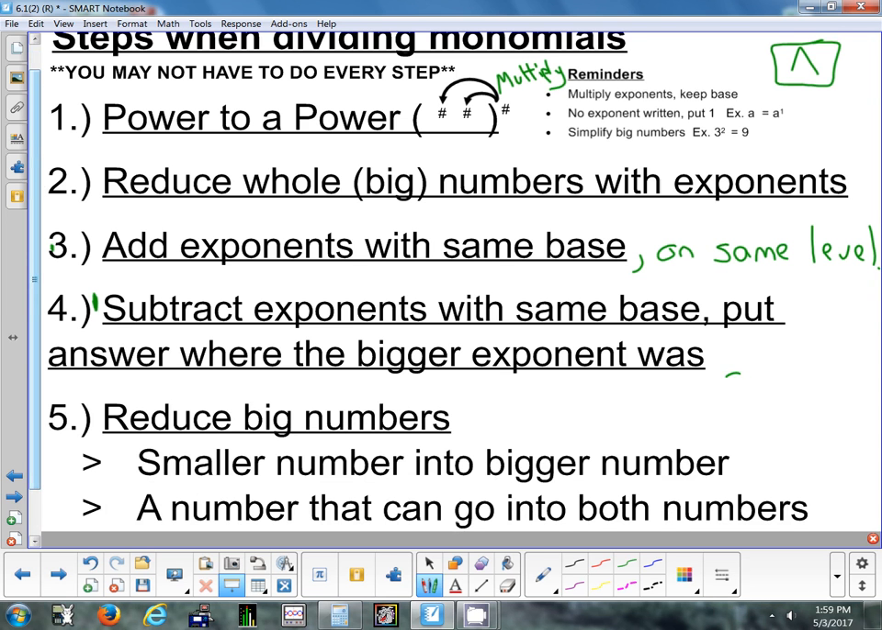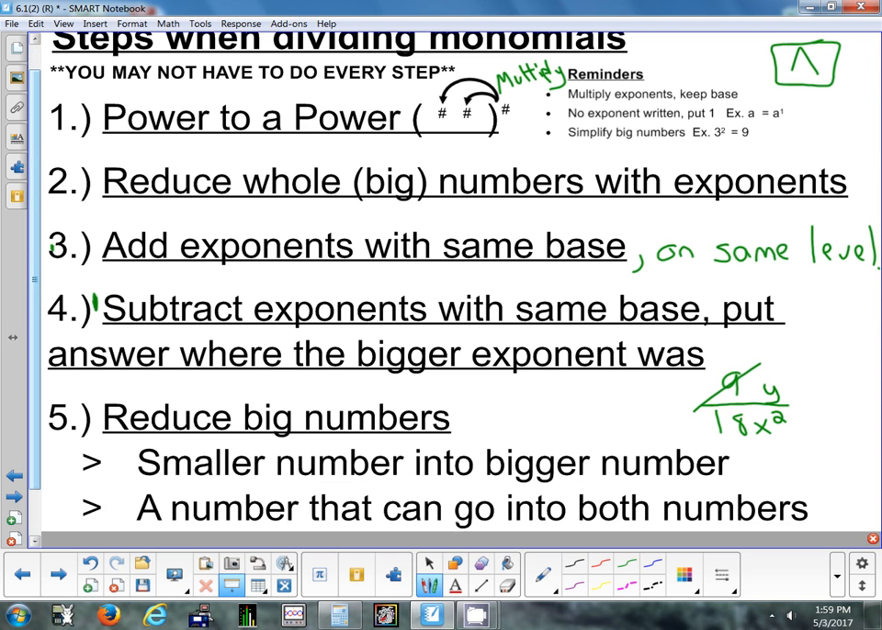Say we had 9 over 18, x to the second, y on the top. I've done everything. I'm here now. I have a 9 and an 18. Which one's smaller, 9 or 18? 9, right? Can 9 go into 18 evenly? Yes. How many times? Twice.